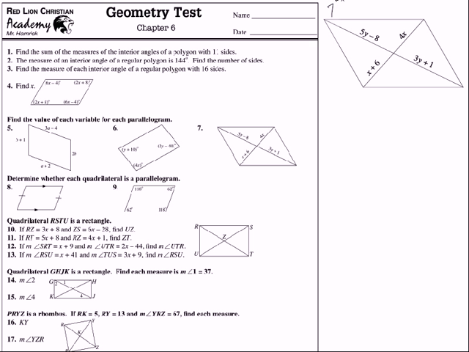Alright, this is number 7. Write it down there. Now we have diagonals. Well, what do you know about the diagonals of a parallelogram? Well, you should know that they bisect each other. That means that this segment and this segment are equal to each other, and these two are equal to each other as well. So it's just a matter, again, of setting these things equal to each other. So I've got 4x equals x plus 6, subtract an x, 3x equals 6, x equals 2.